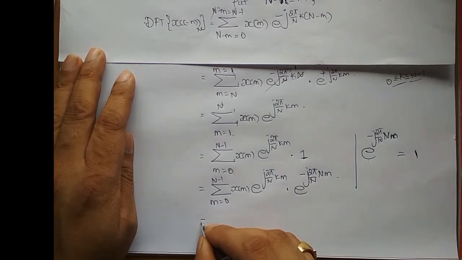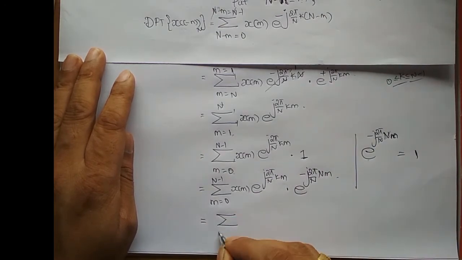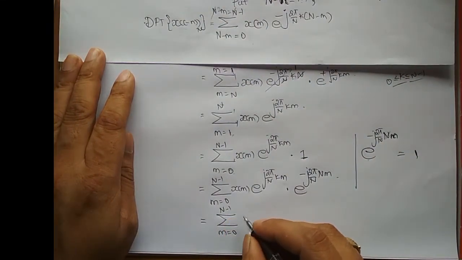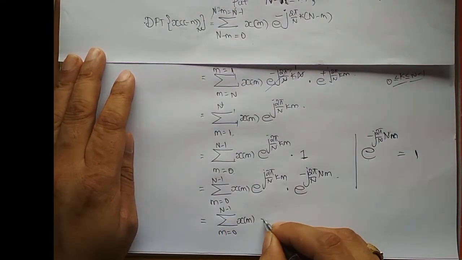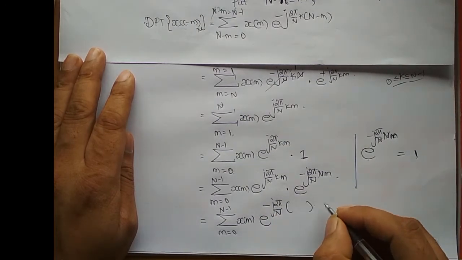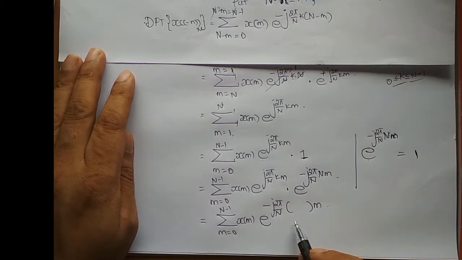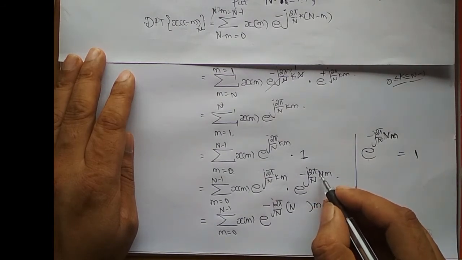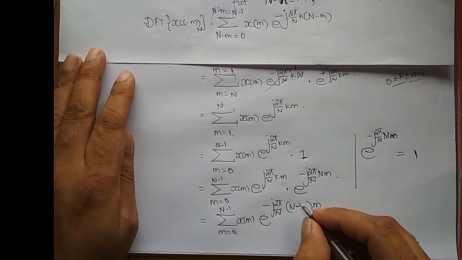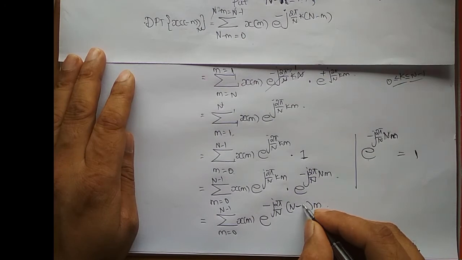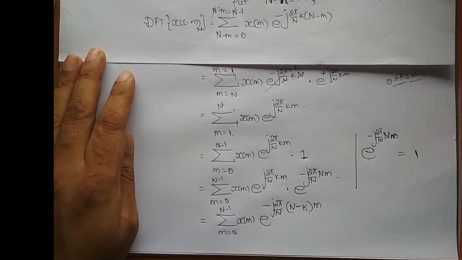Right? So in the next step, what I'll do is summation m varying from 0 to n minus 1 x of m e power minus j 2 pi by n m. These are the terms I'm going to take common. What is the left out term? So it is e power minus j 2 pi by n into n, and what do I get? Minus into minus plus e power j 2 pi by n into k. Right?